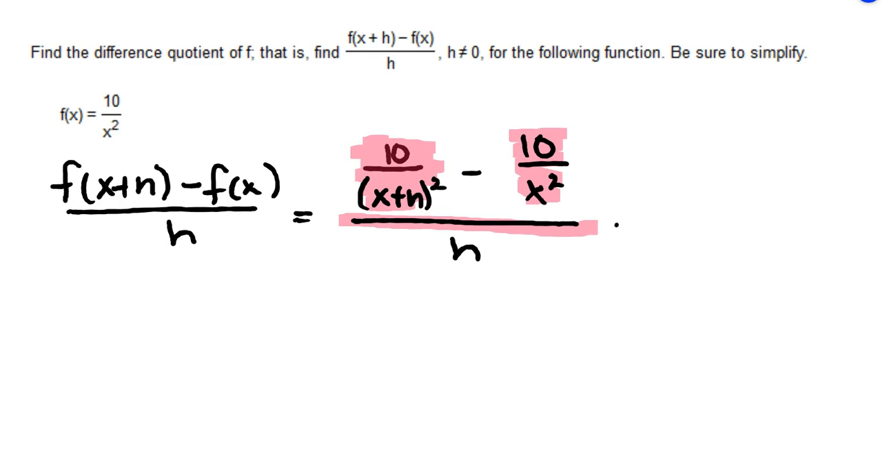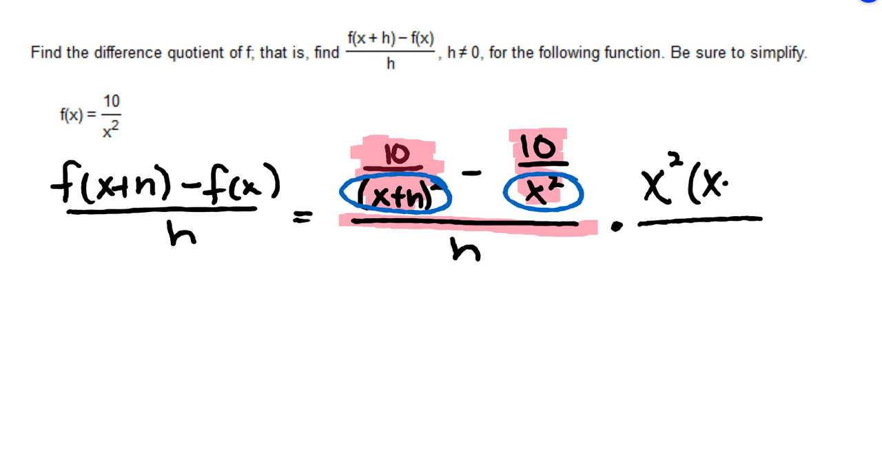So to do that, I will multiply by a fraction, and that fraction is going to be created by using the common denominator between these smaller fractions. So I'm going to multiply the numerator by x squared times x plus h squared, and the same thing gets multiplied by the denominator so that I can keep this expression balanced.